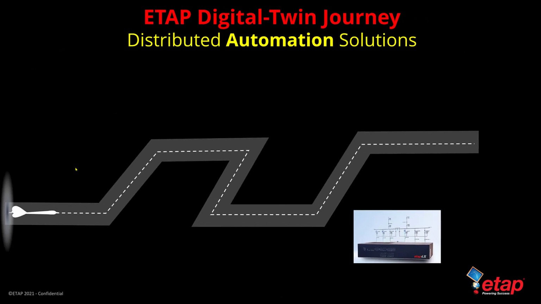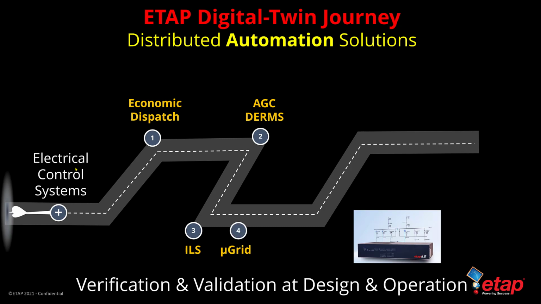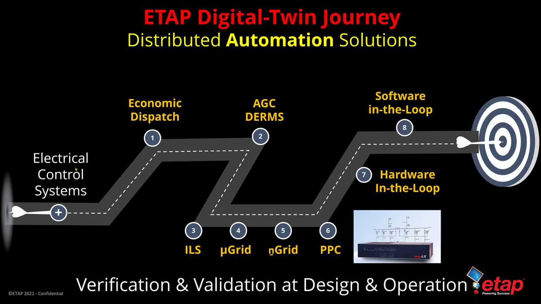We also go through a distributed automation journey where the electrical control system is augmented by economic dispatch, automatic generation control, intelligent load shedding, microgrid control, nanogrid control, power plant controller, and also leverage hardware in the loop wherever necessary to essentially validate the system and complete the end-to-end distribution automation journey.